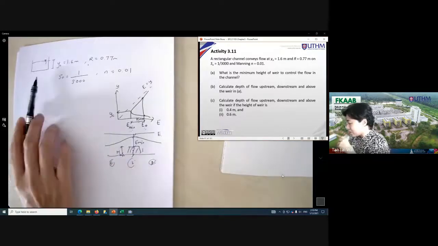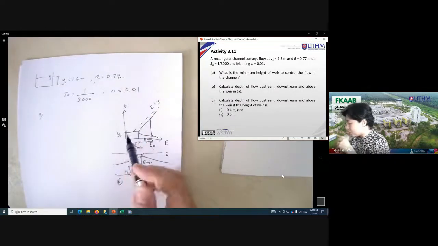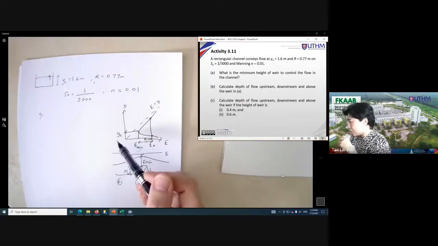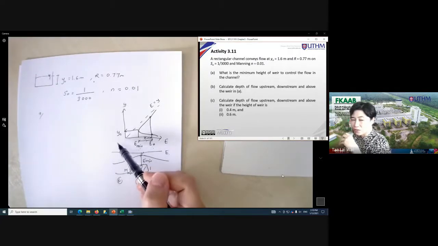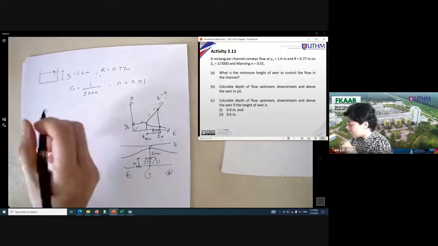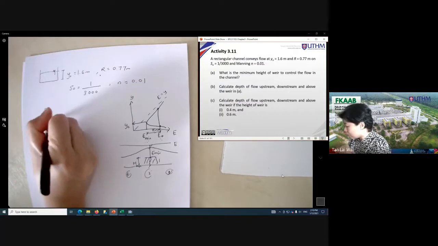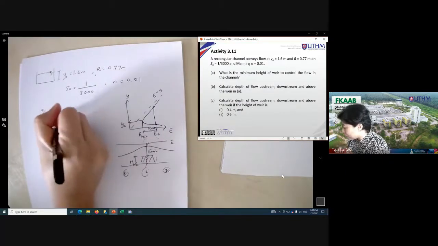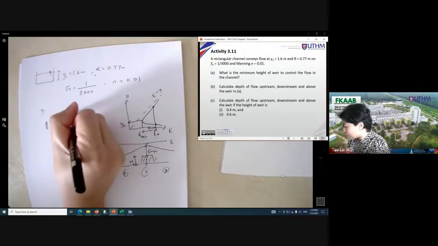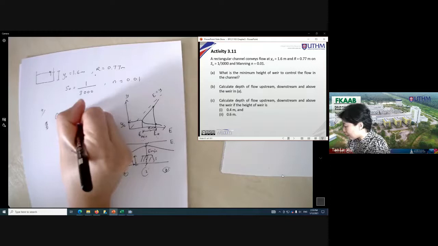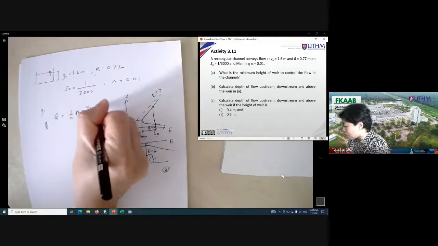Now, for a rectangular section, you can use the formula of q squared over g, all to the power of 1/3. However, we still need the discharge over unit width. So what we are going to do is find the discharge first. Let me show you the initial equation, the Manning flow resistance equation: Q is 1 over n, A R to the power of 2/3, S naught to the power of half.